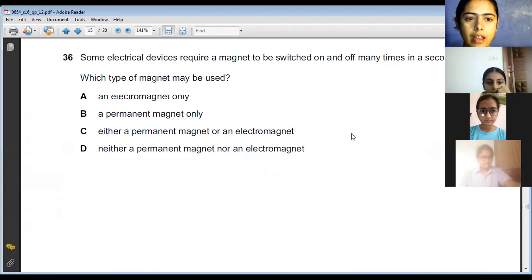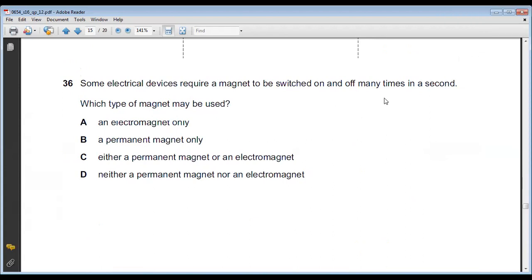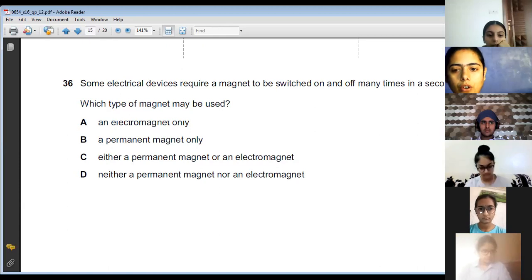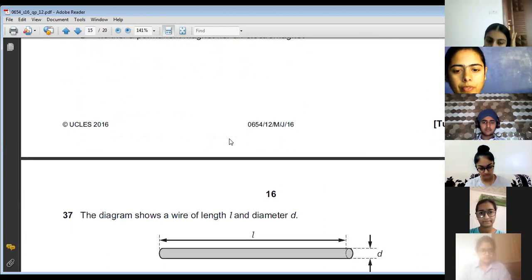One question we are having is this one. Some electrical devices require a magnet to be switched on and off many times in a second. Which type of magnet may be used in this case? Electromagnet. Yes, it is electromagnet. Okay, moving on with the next one.